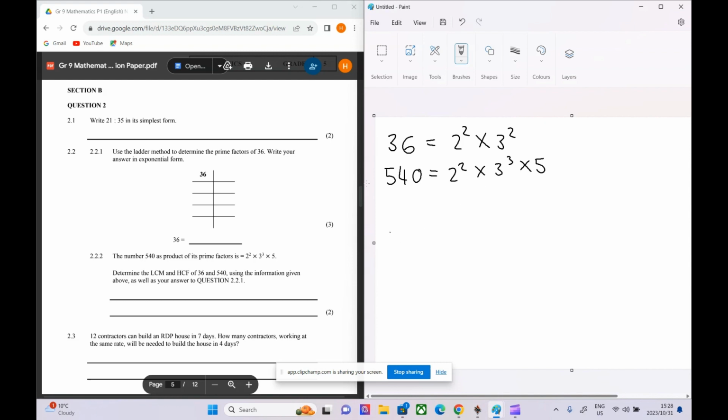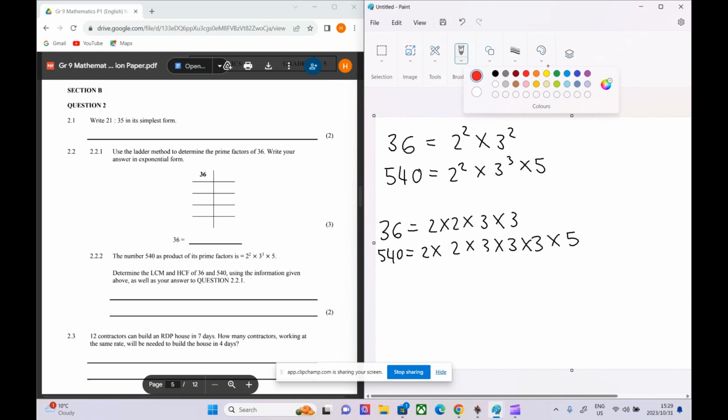Okay, so just underneath each other again, we're going to say 36 is 2 times 2 times 3 times 3. And 540, we're going to say that's 2 times 2 times 3 times 3 times 3 times 5. A little bit tedious, but it helps me to see it if I write it out like this. So let's get a different color.